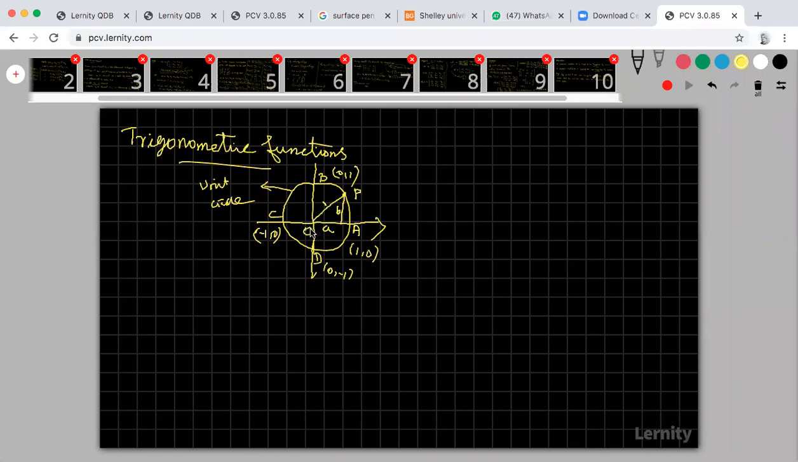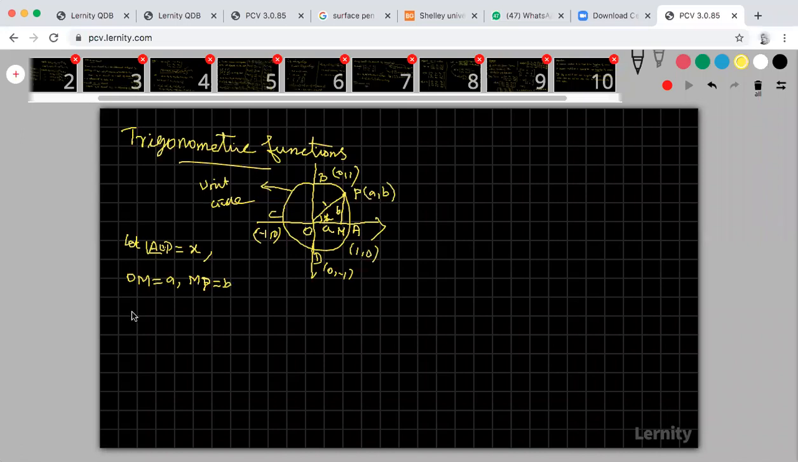This is my origin O, and this point is M. My OM is A, MP is some B, and my OP is 1. This angle I am taking as theta or x, angle AOP. So let us consider the unit circle, and in that unit circle let the angle AOP be x, with OM equal to A and MP equal to B. Then this point P is defined as A comma B. Are you okay?